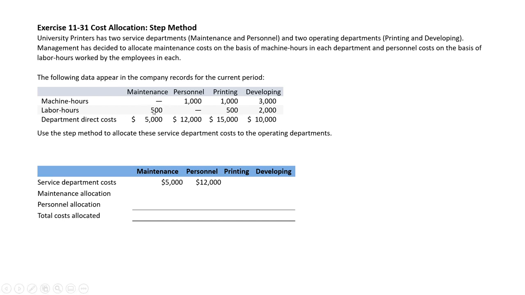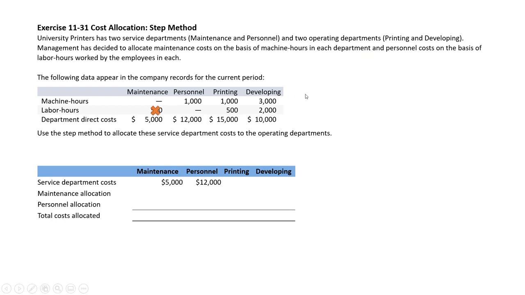On the other hand, for personnel, its breakdown is 500 labor hours provided to maintenance, compared to 500 provided to printing and 2,000 provided to developing. 500 plus 500 plus 2,000 is 3,000. 500 divided by 3,000 is a sixth. So a sixth of its efforts are provided to maintenance. One fifth of maintenance efforts are provided to personnel versus one sixth of personnel efforts provided to maintenance. I know it's hard to compare fractions, but a fifth is greater than a sixth. So maintenance provides a greater amount of effort to personnel versus vice versa.